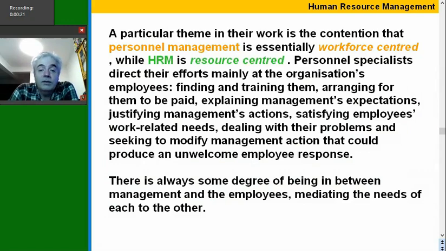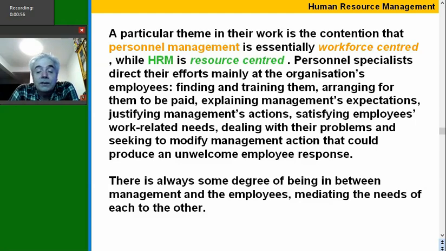A particular theme in their work is a contention that personal management is essentially workforce-centered, while human resources management is resource-centered. Personnel specialists direct their efforts mainly at the organization's employees, finding and training them, arranging for them to be paid, explaining management expectations, justifying management actions, satisfying employees' work-related needs, dealing with their problems and seeking to modify management action that could produce an unwelcome employee response.